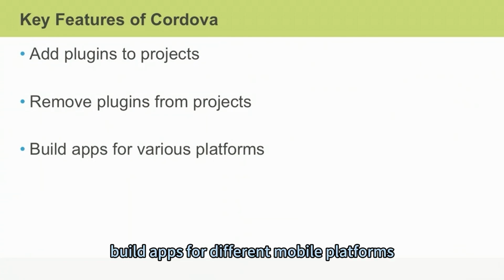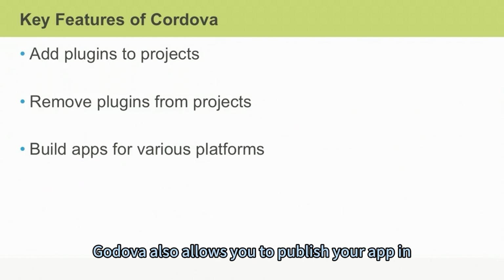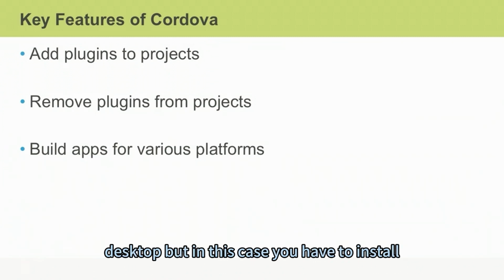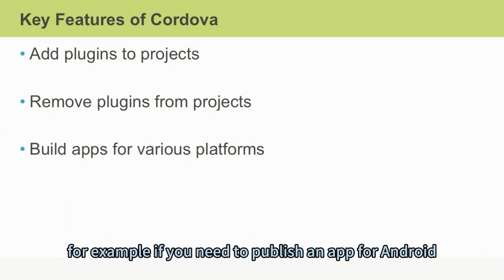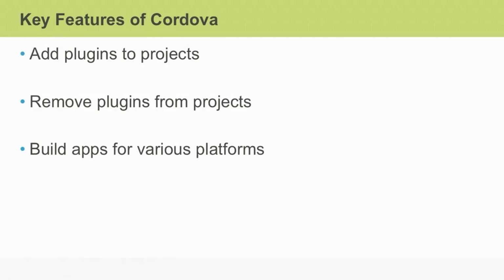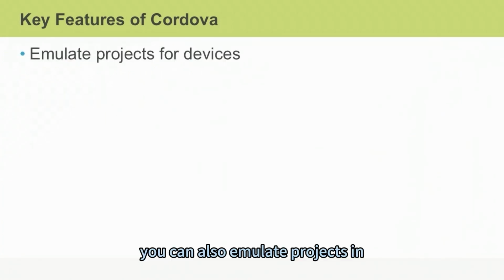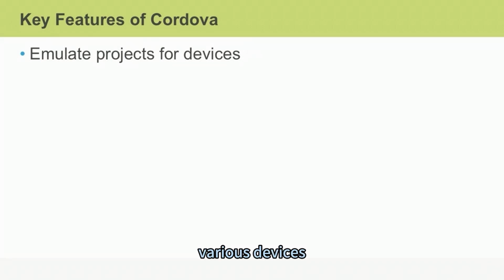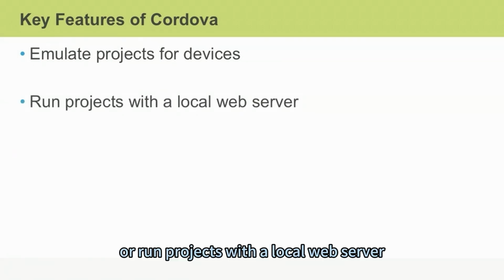Build apps for different mobile platforms. Cordova also allows you to publish your app on desktop, but in this case you have to install native platform SDKs. For example, if you need to publish an app for Android, you have to install the Android SDK. You can also emulate projects in various devices or run projects with a local web server.